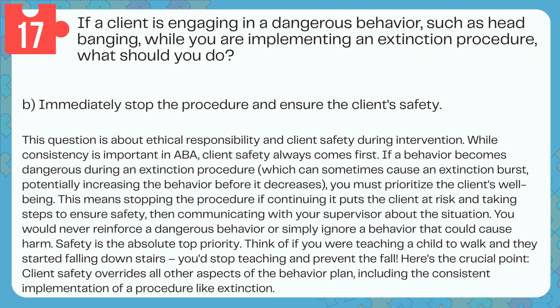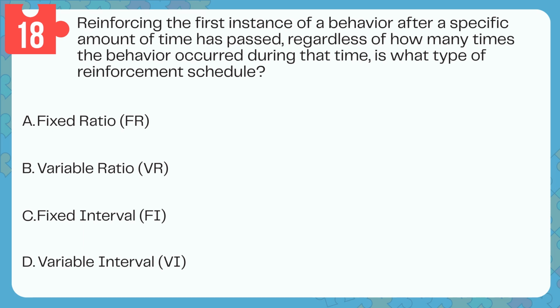Think of if you were teaching a child to walk and they started falling down stairs. You'd stop teaching and prevent the fall. Here's the crucial point. Client safety overrides all other aspects of the behavior plan, including the consistent implementation of a procedure like extinction. Question 18.